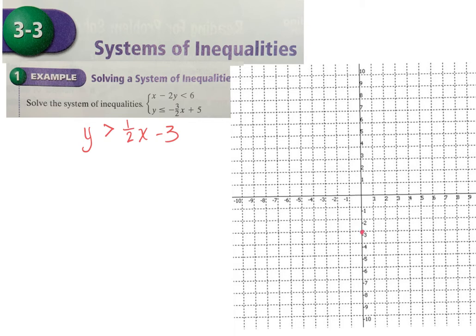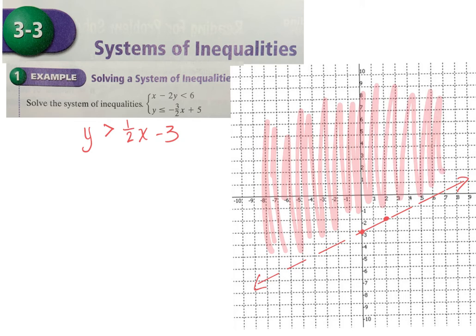-3, start here, up 1 over 2. All right, is this dashed or solid? Yeah, it's dashed, all right? And so we are going to dash that one, all right? And then how am I going to shade this one? Yeah, I'm going to shade everything above it. So it's going to be this part of the graph here.